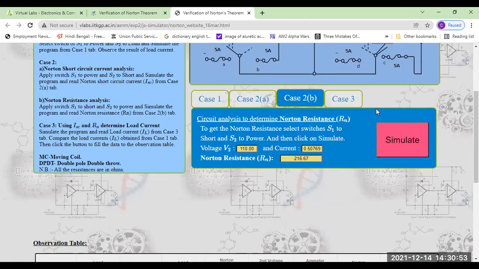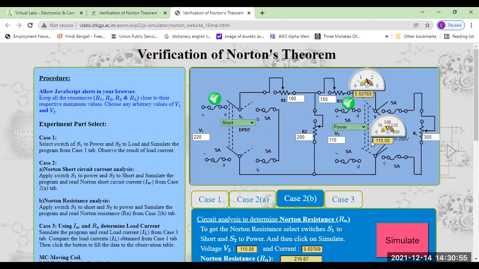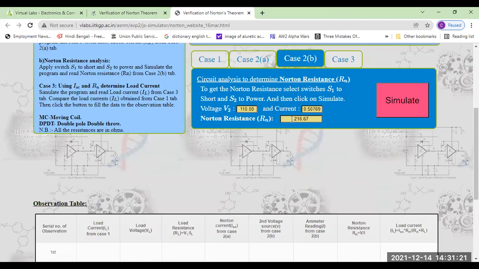Okay, that's why don't get confused after seeing this V2 source. This is not under the theorem. This is due to the measurement of current and voltage across this terminal. At this point and this point, we are getting some voltage and some current. Voltage by current gives the resistance R. Okay, so Rn is the internal resistance.